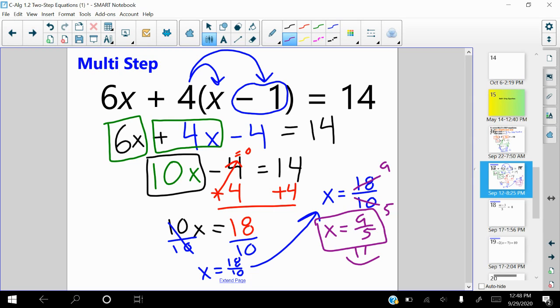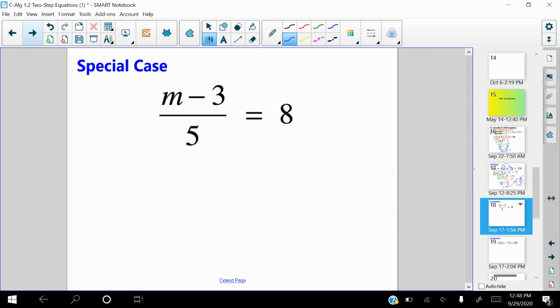Awesome, folks. Let's talk about what we call a special case, because we're going to want to simplify both sides first before we start to undo things, right? But let's see what we notice about this setup. We have m minus 3 in our numerator, all divided by 5, is equal to 8. Well, I can't just add 3 to both sides. I can't do that, right?